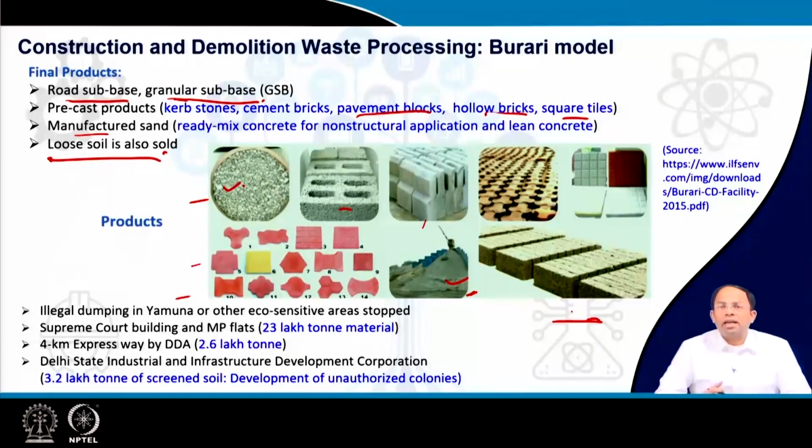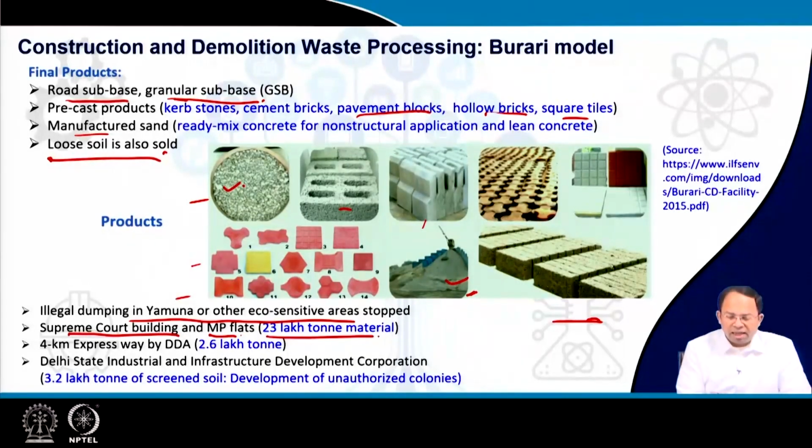Now coming to the final outcome of this project. Because of this project, illegal dumping in the Yamuna River and in the surrounding eco-sensitive areas was stopped, and the Supreme Court building and some Member of Parliament apartment blocks were created using this kind of material. 20 lakh tons of this material was utilized there.